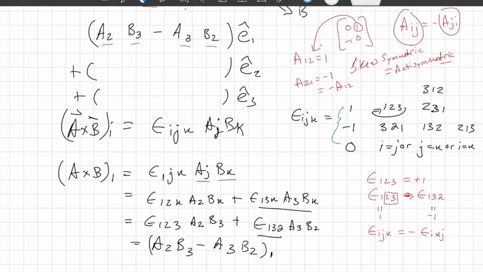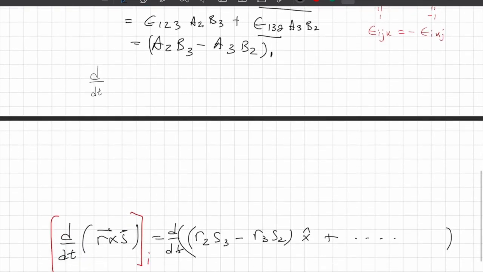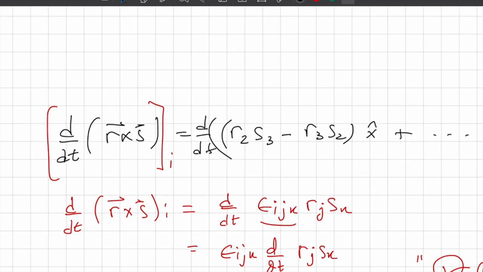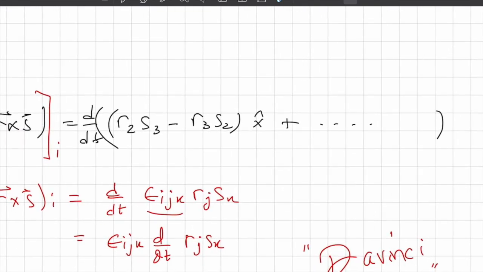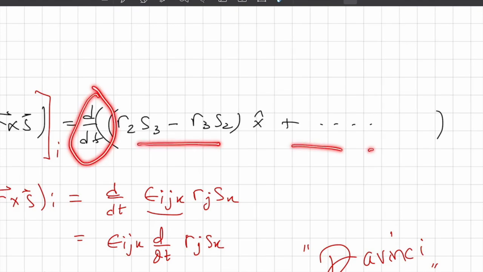Now, why is this sort of thing helpful? Well, let's imagine that you had something like d/dt of R cross S, like we're going to see in one of our homework problems. Technically speaking, if I were to write out what the cross product is, I'm going to get an X term, a Y term, and a Z term, right? And then I'm going to take a d/dt of the X term, the Y term, and the Z term.